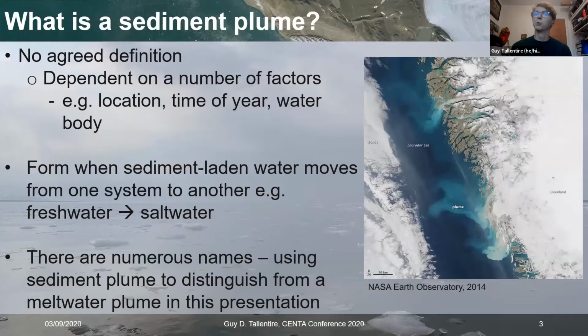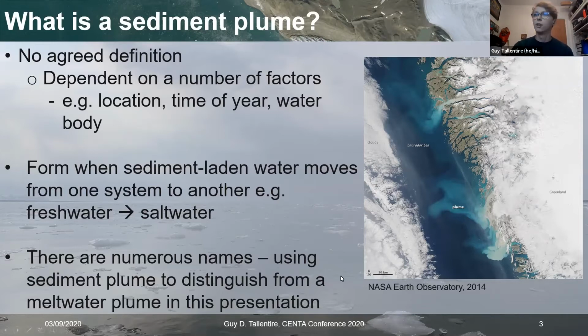So what is a sediment plume? Well, I looked it up in the dictionary and there was no definition. So I'm going to give you my version of what a sediment plume is. To be honest, it's really dependent on a lot of things: where they're found in the world, like low latitudes, high latitudes; when you find them, like are they occurring all year or for a very short period of time; the type of water body, so is it in a sea or an ocean? Is it in a river? Is it in a lake? They're all factors that you have to take into account.